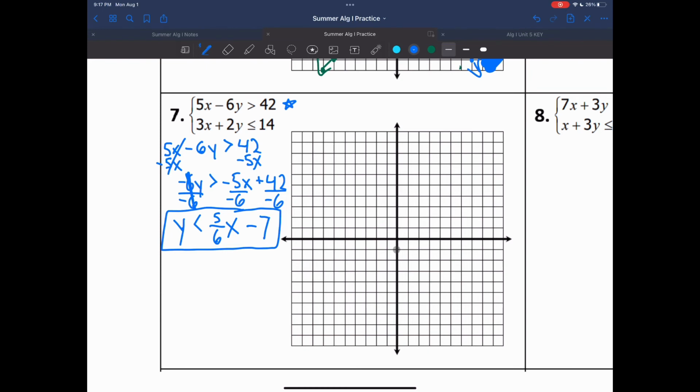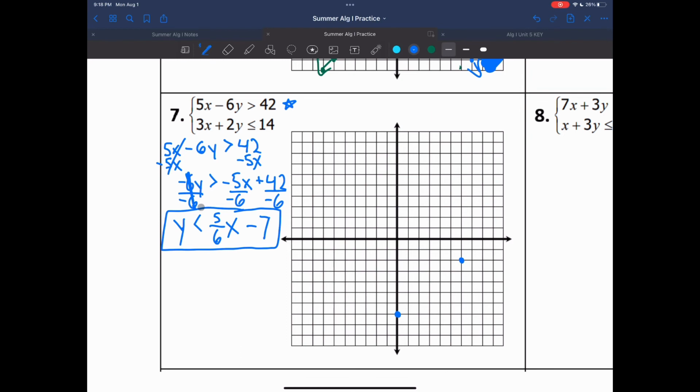Okay, so we're going to go down 7. 1, 2, 3, 4, 5, 6, 7. Make our first point. And then our slope is 5 over 6. So we're going to be going up 5 and to the right 6. So just count carefully here. 1, 2, 3, 4, 5 over 1, 2, 3, 4, 5, 6. That is where we land. And that's really the only 2 points that we can draw on this one.